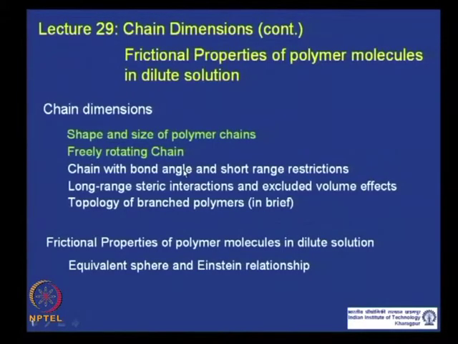Now, what we are going to discuss is how the chain dimension, the chain size, namely the RMS end-to-end distance and radius of gyration, varies when we introduce the restriction on bond rotation. We also will understand how long range steric interactions affect the polymer chain dimension, and at the end we will start the discussion on frictional properties of polymer molecules in dilute solution.